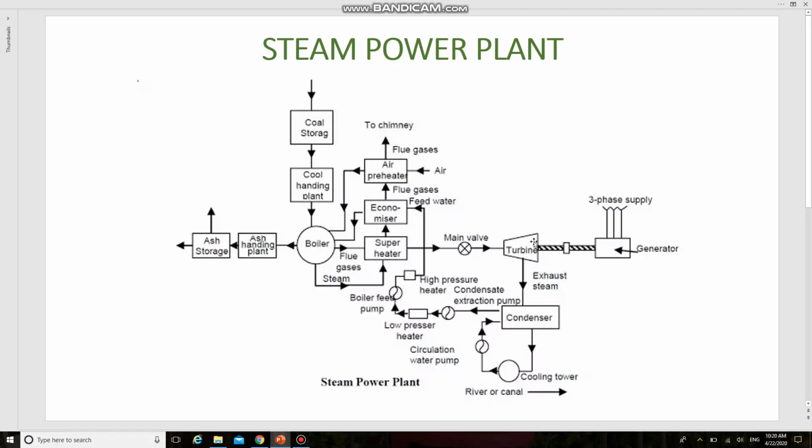Second one is air and gas circuit. Third one is feed water and steam flow circuit. And the last one is cooling water circuit. Okay, let us see coal and ash circuit.